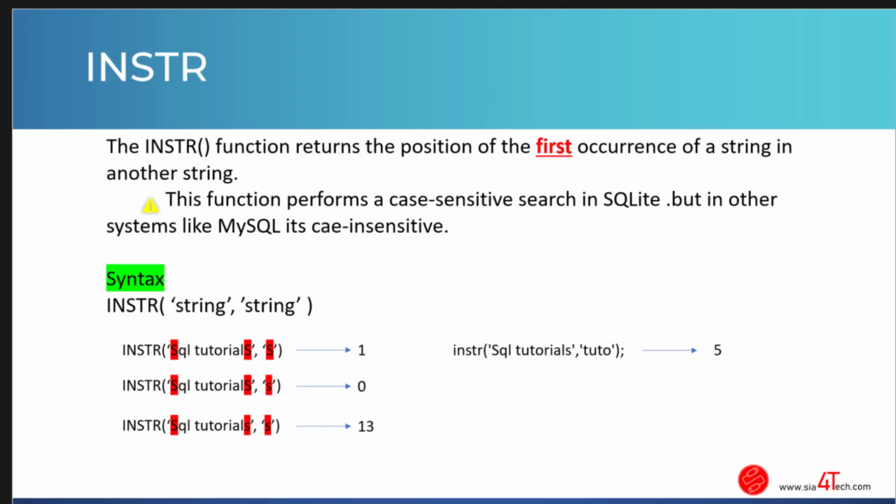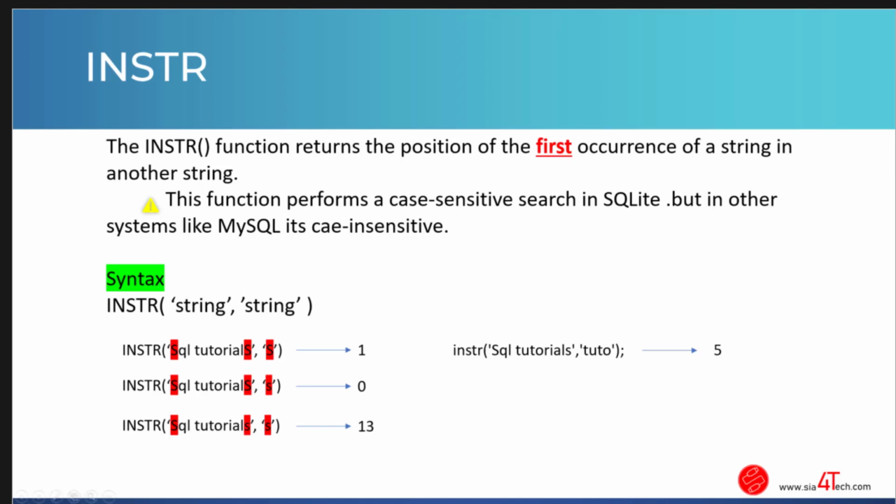In other database systems, you can specify the first or the second occurrence of this string. But in SQLite, you can only specify the first occurrence of the string you are looking for. And also, pay attention that the INSTR function is case sensitive.